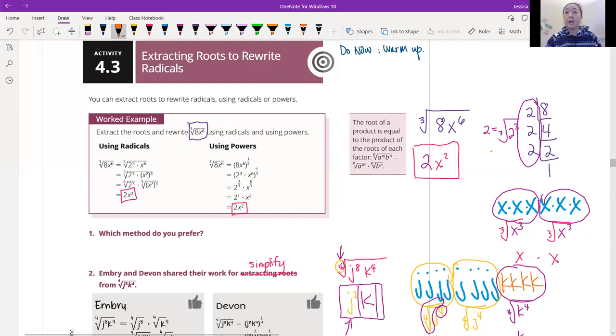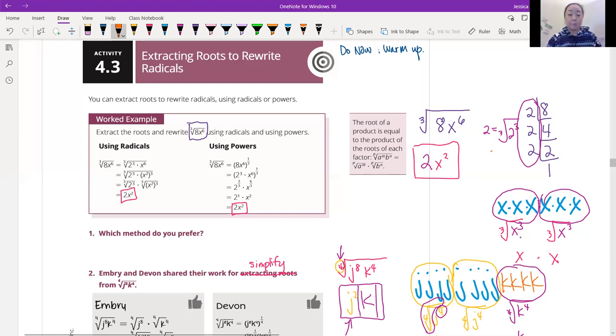Okay, and then what about the x to the 6th power? Right here, I expanded it. Remember, the index is telling us how many of each kind we need. So we need 3 of a kind. We have 3 x's here, and we have another 3 x's here. So how many groups is that? It's 2 groups. If it's 2 groups, then that's why we get the x squared.